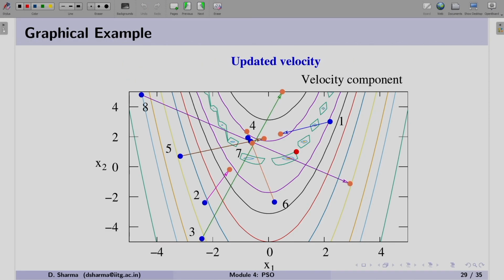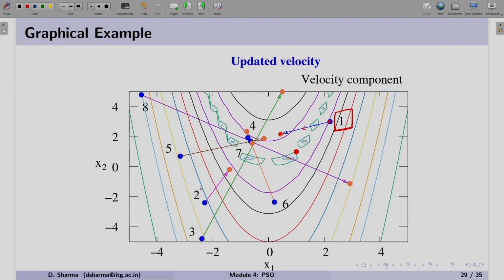Thereafter, we update the velocity. Here the vectors are drawn to understand how the particles are moving. Let us see particle number 1. This was its current position, and when we add all the 3 components, the particle is updated to this. Actually, it is not a particle, it is a velocity. So, the velocity is updated, and the particle will be updated according to this velocity. This particular component will be the addition of the vector components.